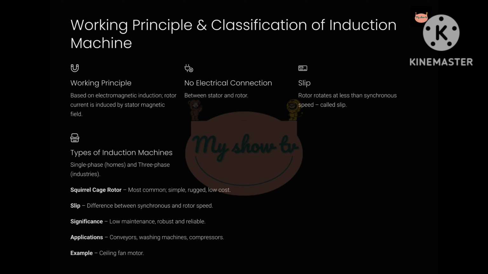Slip is important. It's the percentage difference between synchronous speed and rotor speed. More slip means less efficiency. Significance: these machines are reliable, low cost, and need little maintenance. Applications: found in washing machines, compressors, elevators, etc.